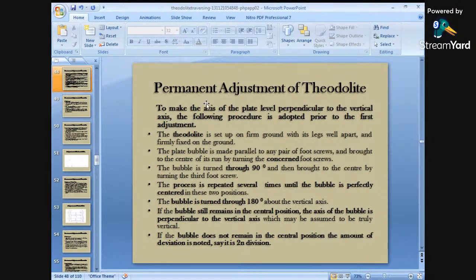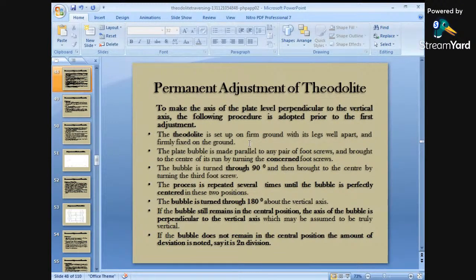Now, how to do the permanent adjustment? There are different methods. The first one is to make the axis of the plate level perpendicular to the vertical axis. How to make the plate axis perpendicular to the vertical axis? The following procedure is adopted for the first adjustment. The theodolite is set up firmly on the ground with its legs apart and firmly fixed on the ground.